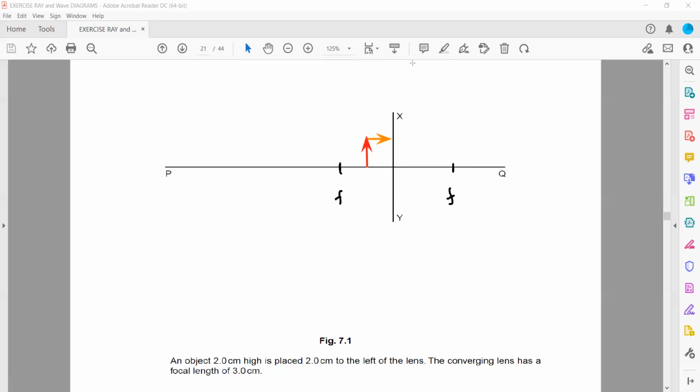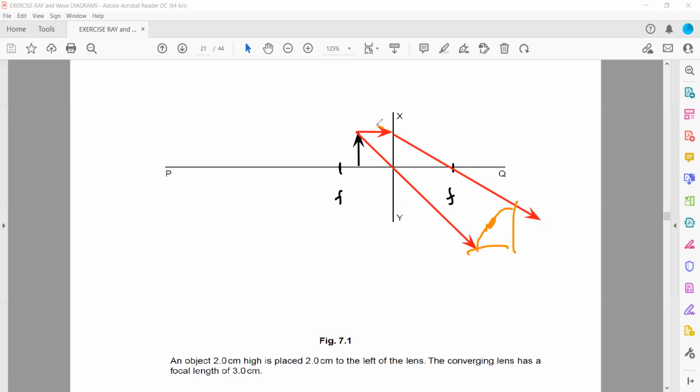So first, the parallel light ray will pass through the focus. One through the optical center will pass straight. The two light rays will never intersect. So what will happen? When our brain senses that the light is coming straight from the object, it relocates. Our imagination creates the new position of this object, which we call the image.